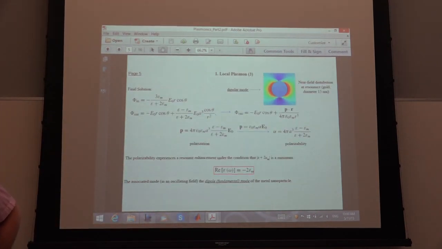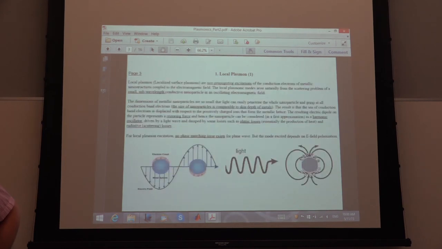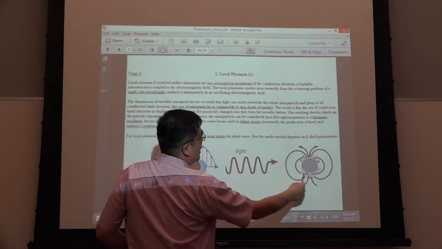But that is the far field, right? No. This is a near field. You see the distribution of the field looks like a far field. This is a field line.